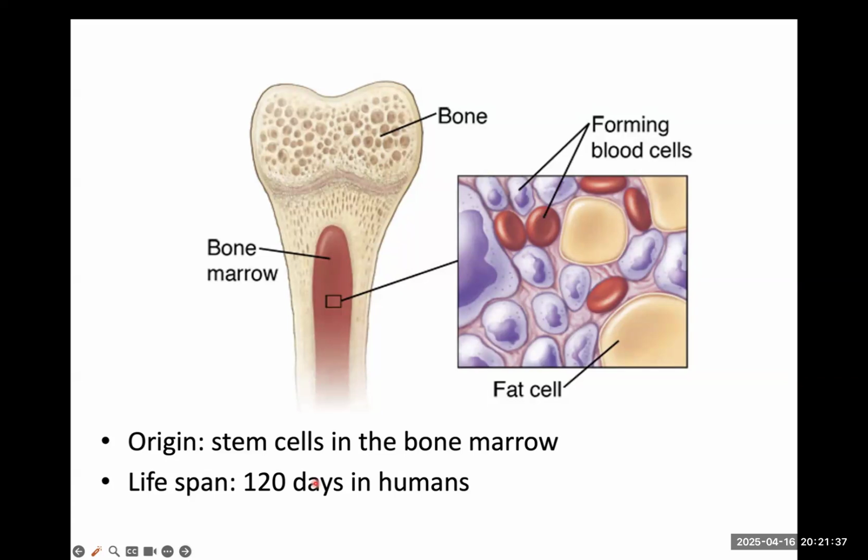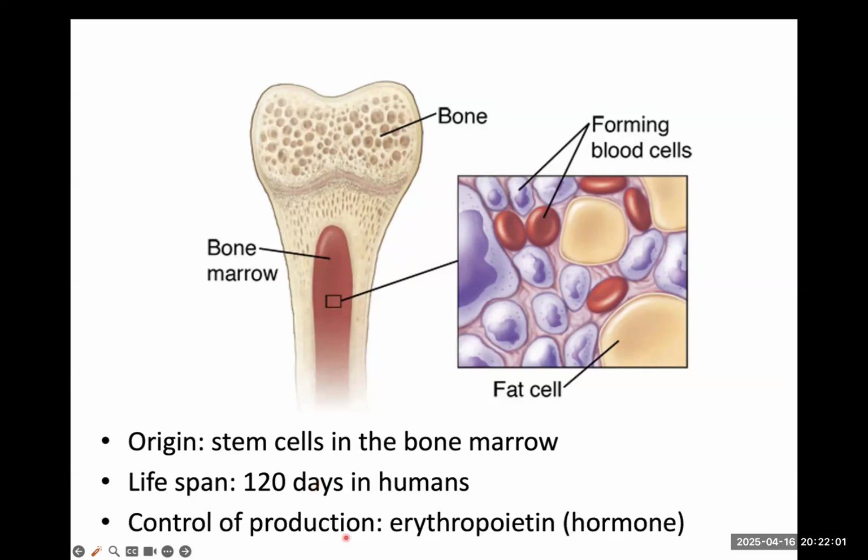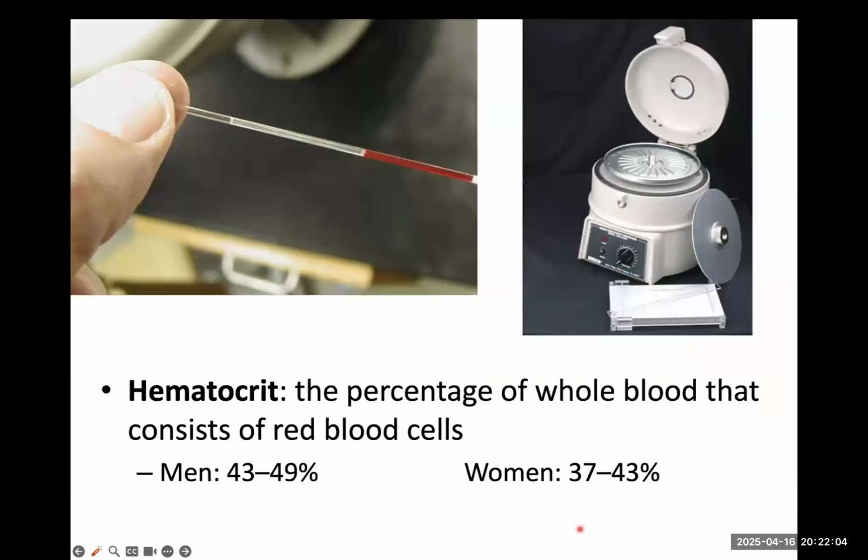If you donate blood, you give some of your blood away, then your kidneys will release erythropoietin. It's a signal to reach body homeostasis. It's going to start cranking out this hormone called erythropoietin, which tells your bone marrow to make more blood to reach homeostasis. So control of production is erythropoietin, that's the hormone.